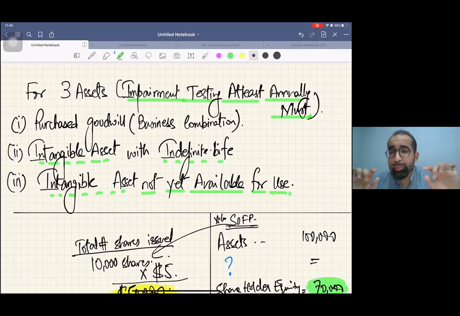Okay, one more thing. I'm using the word impairment testing, not impairment. You just need to check it for impairment at least a year. Okay, impairment testing at least annually is a must for these three assets. You want to note it down, you can. If you want to write, you may.